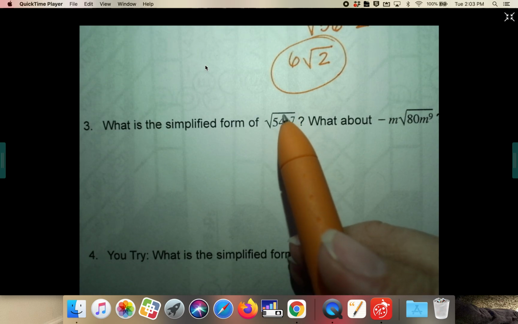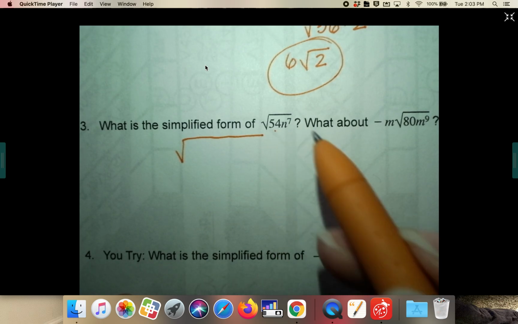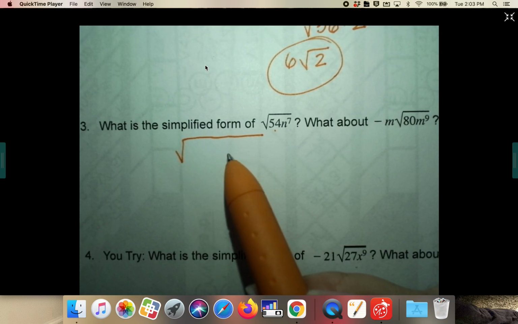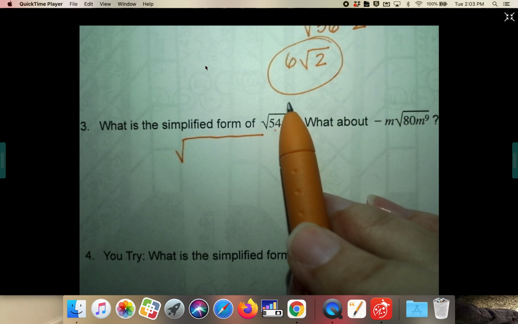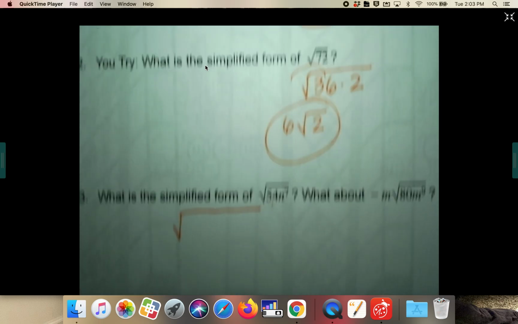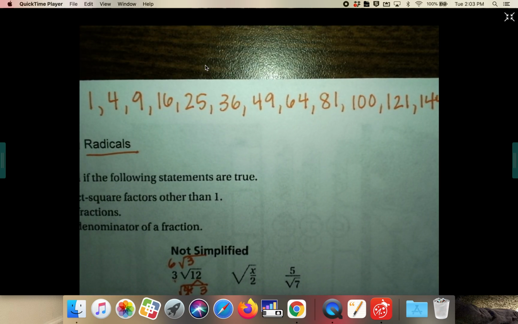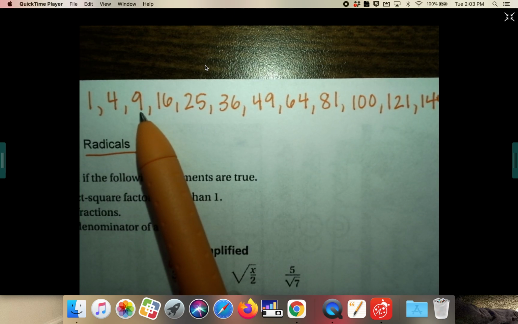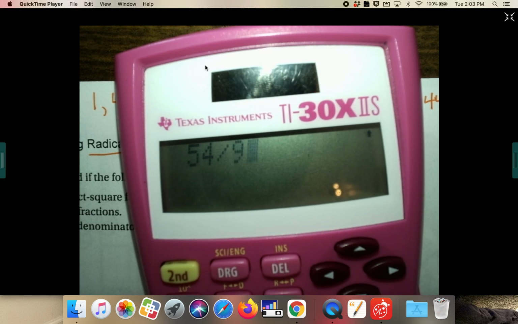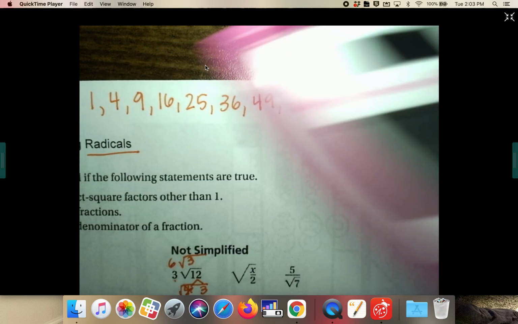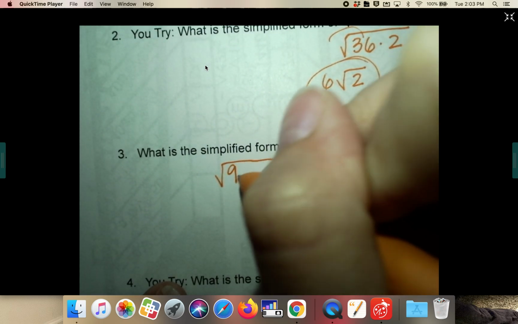So I want to make sure you make sense of the 54 first. So we're still looking for two numbers that when multiplied equal 54, and one of them has to be a perfect square. So let's think through that first and pretend there is no n to the 7th for right now. Let's think about what multiplies to get 54. So 54, 9, right? 9 times something is 54. 54 divided by 9 is 6. Yes, that works. So let's do 9 times 6. So the square root of 54, we're going to do 9 times 6.